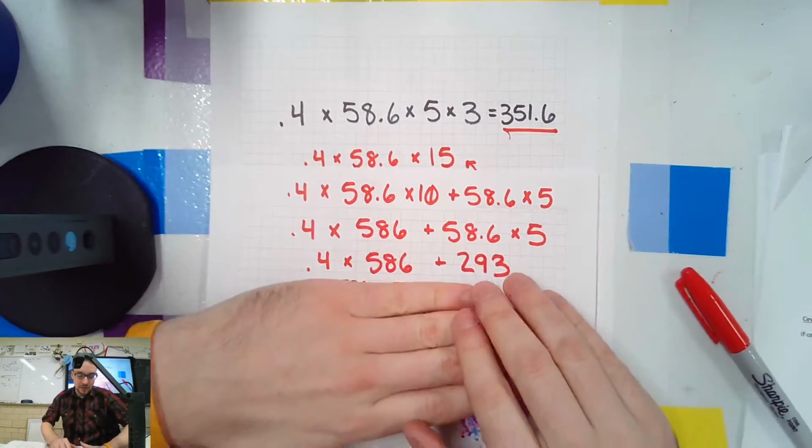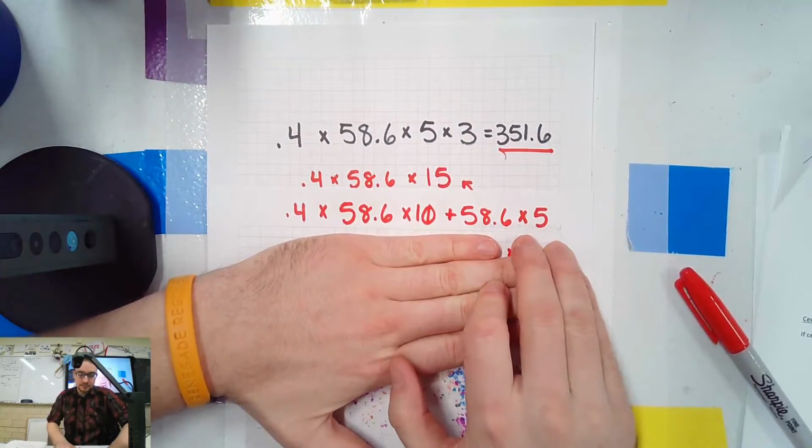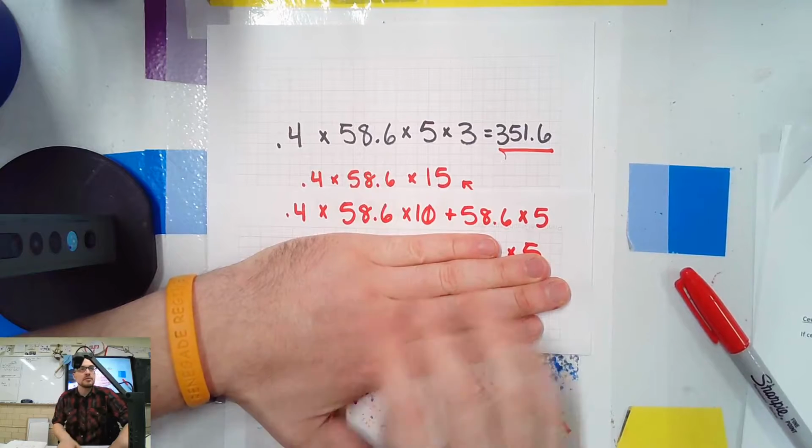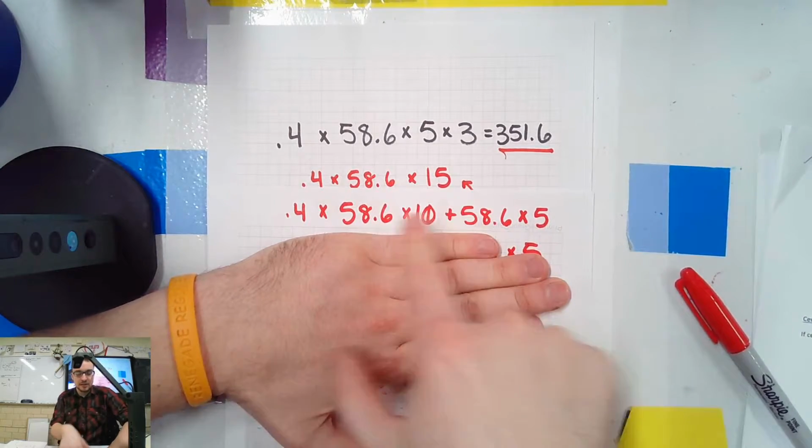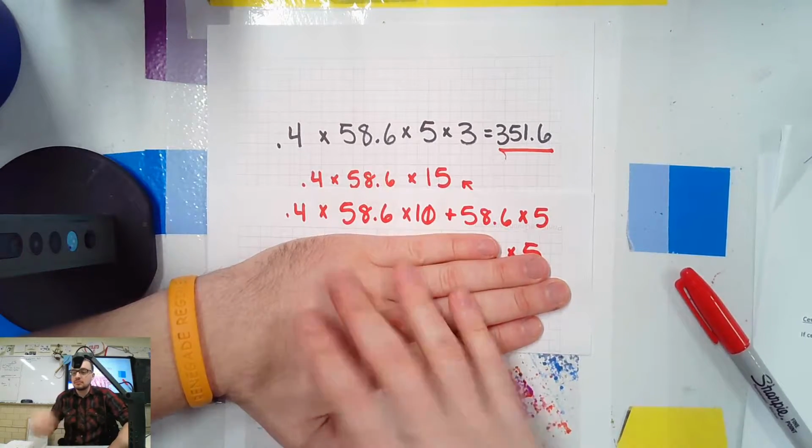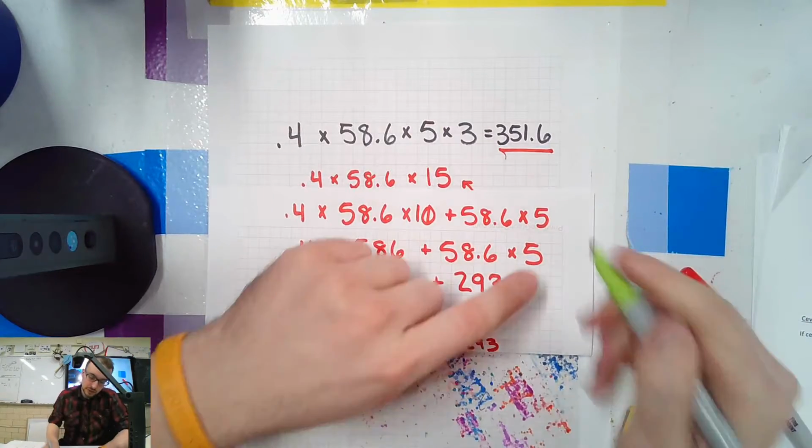Does everybody agree with me up to here? That this is the same as timesing by 15. Times by 10, times by 5, add them up. We good with that? All right, so this checks out.